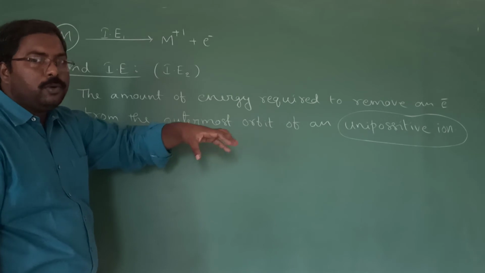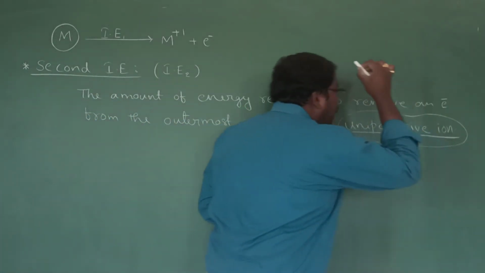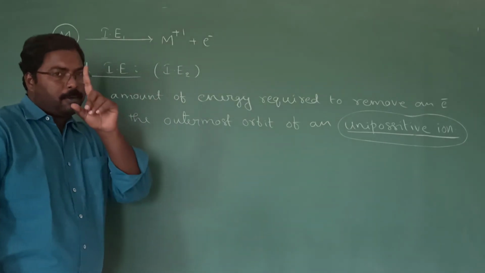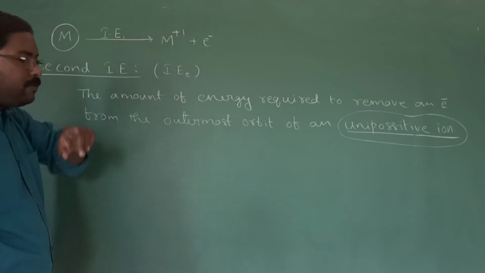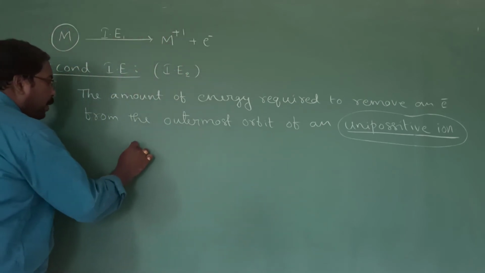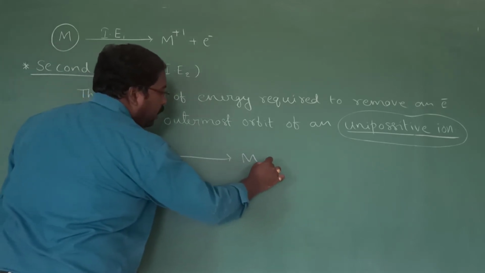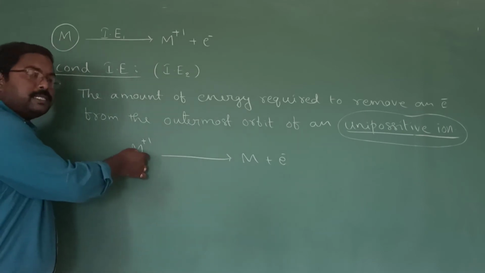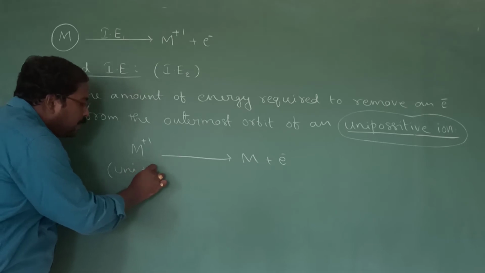But in the case of second ionization energy, in what way do we define the same thing? The amount of energy required to remove the electron from which one? From the unipositive ion. Uni means how many? One. So the ion has 1 unit of charge. From that ion, if you remove one more electron, what is this ion? This ion is known as unipositive ion.